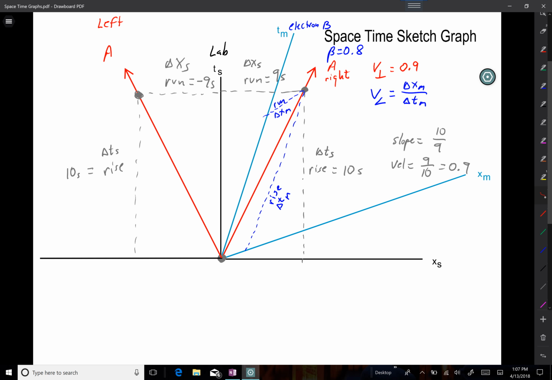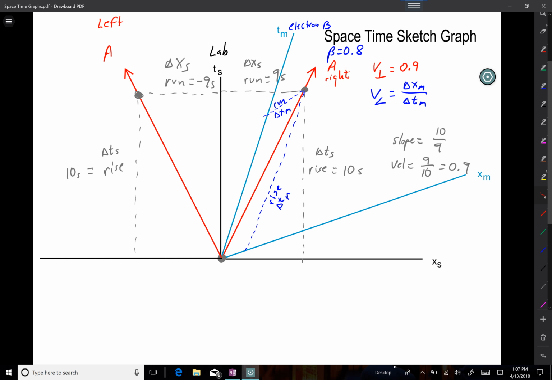And remember something. No physical object can travel faster than the speed of light. Here we have electron B moving to the right at 0.8, 80% the speed of light, electron A moving to the left at 90% the speed of light. And yet when electron B measures the velocity of electron A, it cannot be going faster than the speed of light. It cannot even be going the speed of light. It must be going slower than the speed of light.